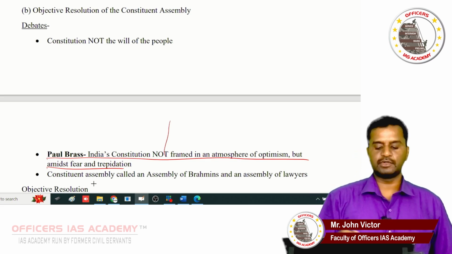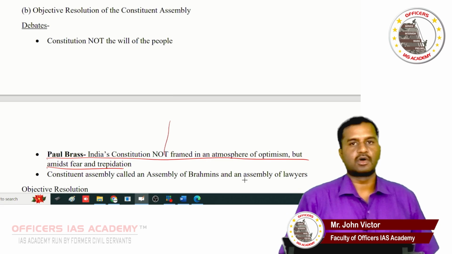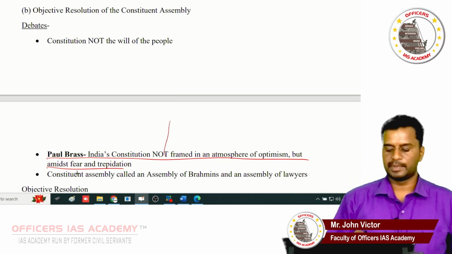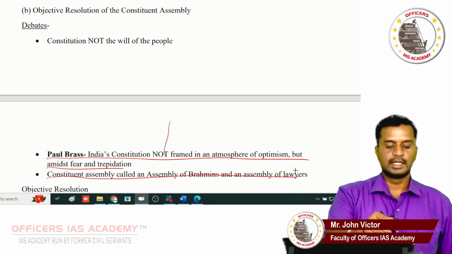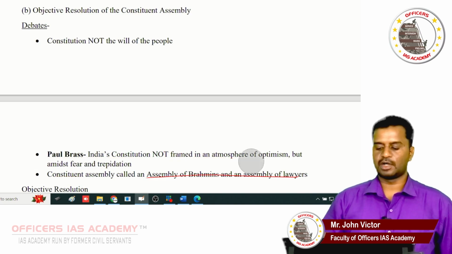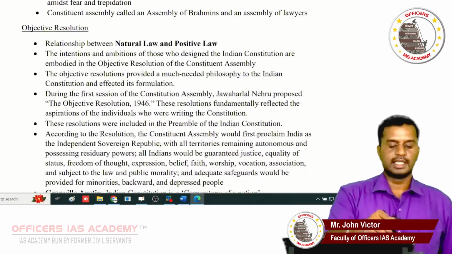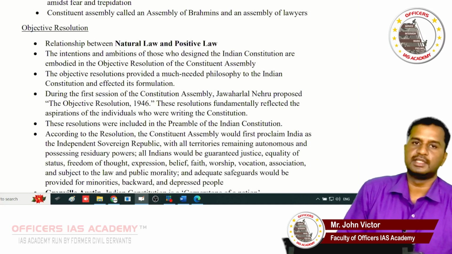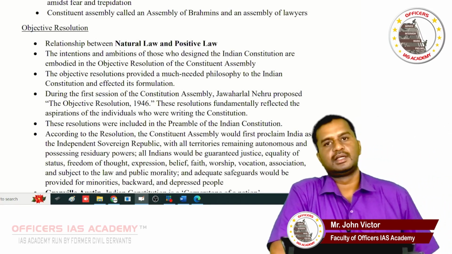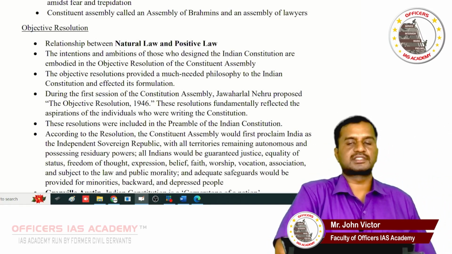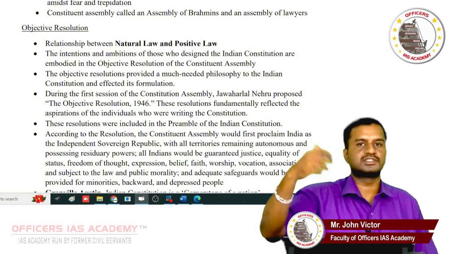Similarly, some scholars hold a negative opinion of the Constituent Assembly. They call it the Assembly of Brahmins and the Assembly of Lawyers. At the same time, many scholars have a positive opinion of the Constituent Assembly. They say that even though the Constituent Assembly was made up of the educated Western middle class, it was still inclusive. It represented the viewpoints of most sections of society.